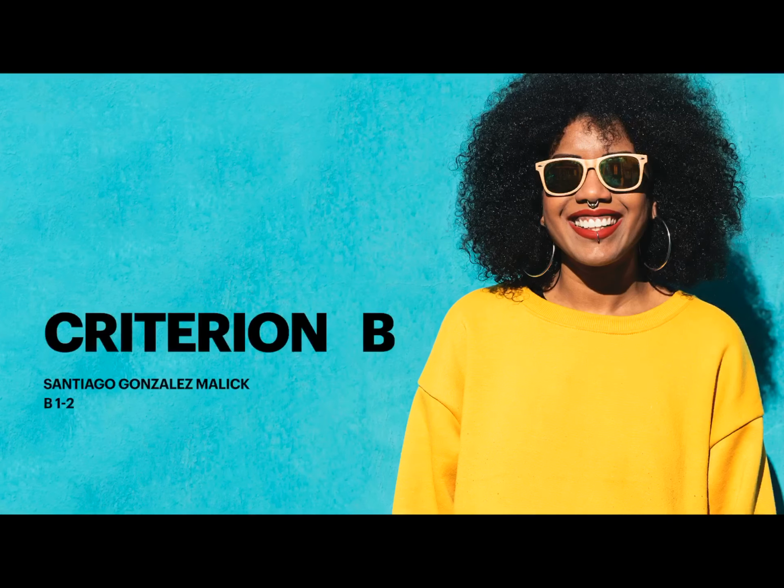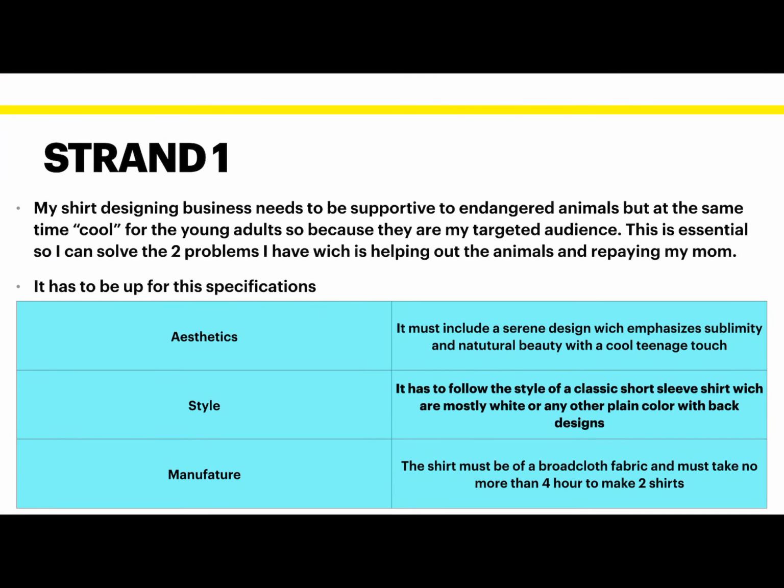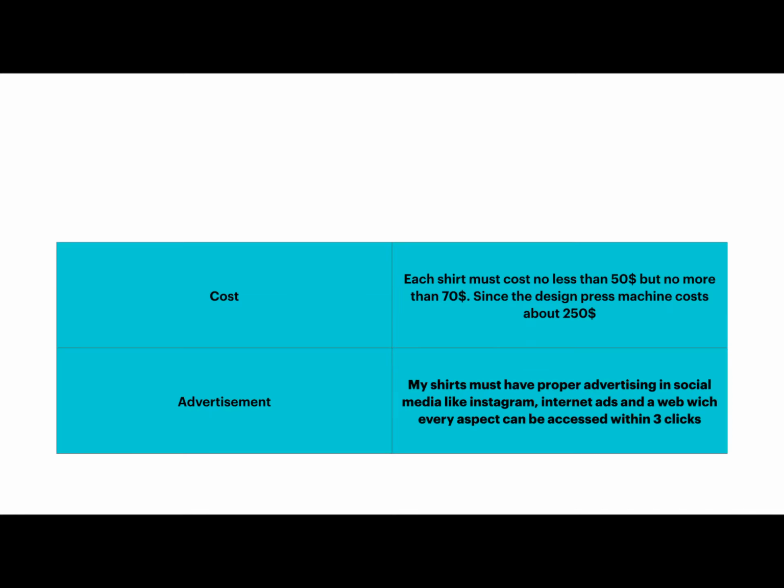Next, in this design cycle for my self-selected project came criterion B. For strand 1, I developed a range of more complex specifications and what I have to do to accomplish each one of them. For example, aesthetics, style, manufacturing, cost, and advertisement.